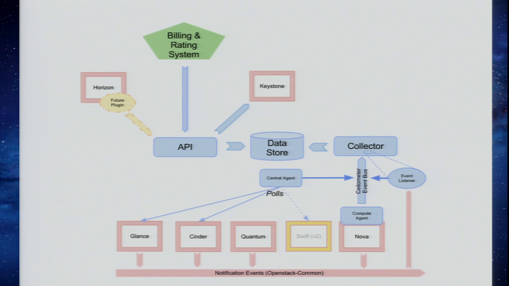So every piece of metering data that we collect is recorded in the database as a separate object or row. And you can get the events back out of the database as well. So even though we might collect data for the same instance several times, all of that data is available. It doesn't ever overwrite. That's an important thing.